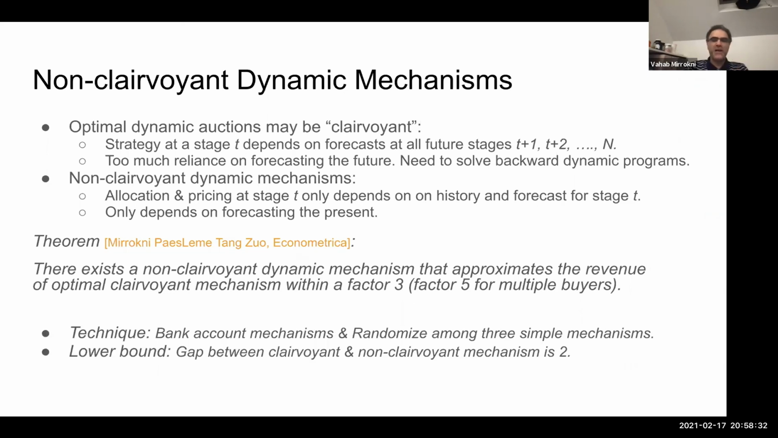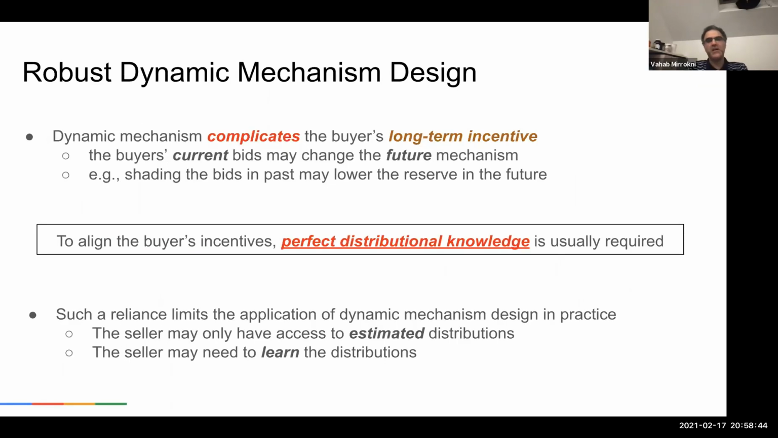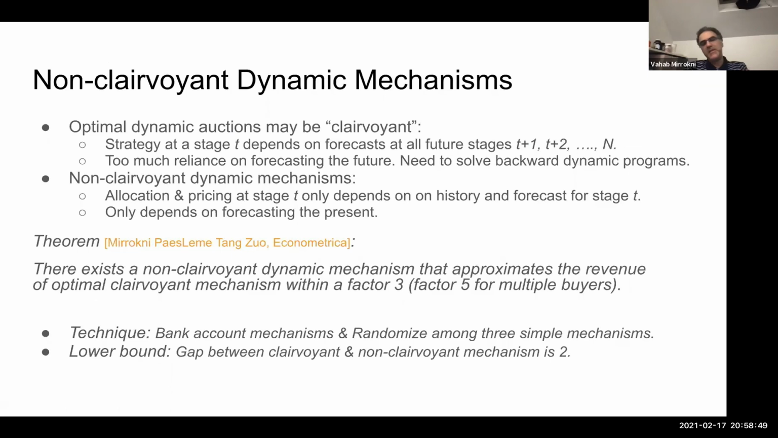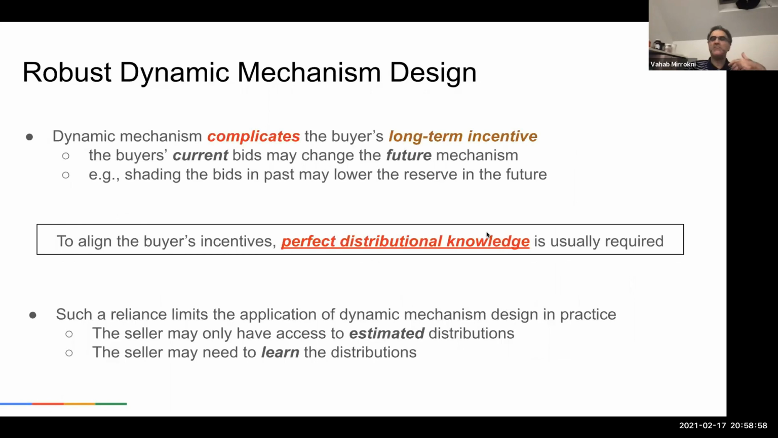We use the idea of bank account mechanisms and randomizing over strategies. We also show lower bounds here. This was a paper that we wrote a couple of years ago, and it appeared last year as a journal version. But what it doesn't do is it still relies on good forecasting of the current stage. It relies on perfect distributional knowledge of the present. It doesn't rely on the future, but it does assume that you have perfect distributional knowledge of the present.